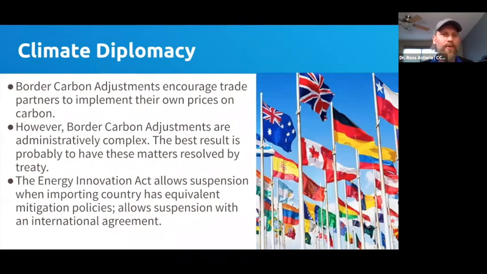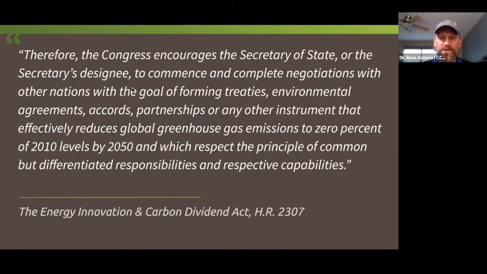Okay, and so our border carbon adjustment will encourage trade partners to implement their own prices on carbon. However, the border carbon adjustments are administratively complex, as we've kind of been going through. And so we want to resolve border carbon adjustment questions through diplomatic agreements. And the Energy Innovation Act allows suspension when importing countries have equivalent mitigation policies, and allows suspension with an international agreement. And here's the language in which that is achieved.